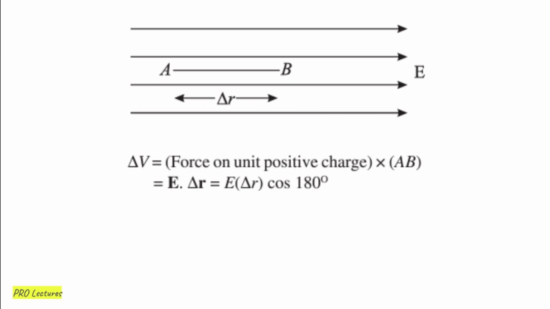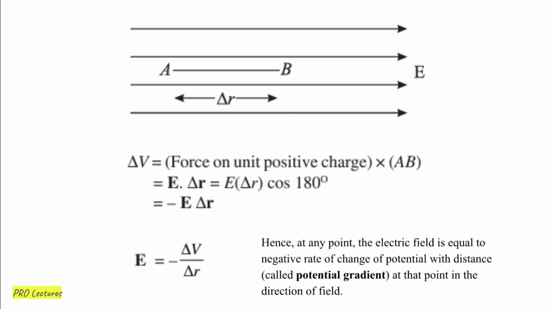Since the angle between the electric field and del r is opposite in direction, that is 180 degrees, del V is equal to minus E del r. We can also write it as E is equal to minus del V by del r. Here del V is a potential difference, E is the electric field strength, and the work is done against the electric field, which is why we add a negative sign.